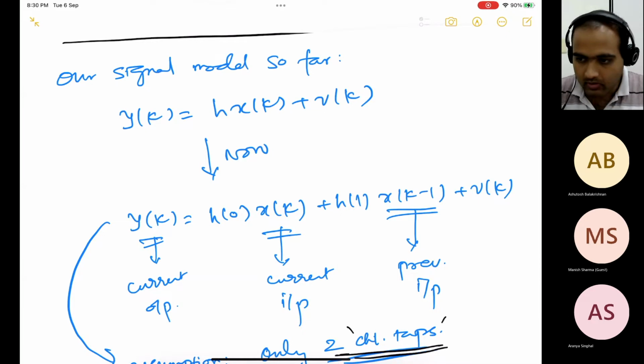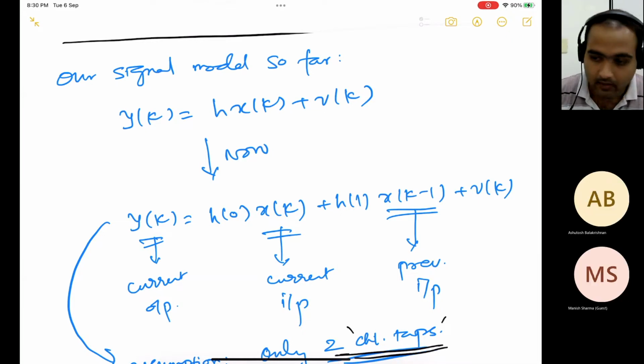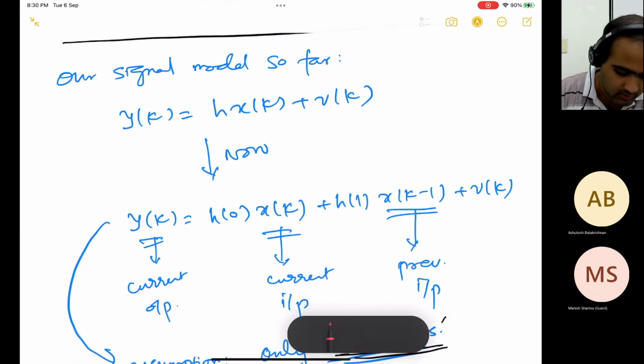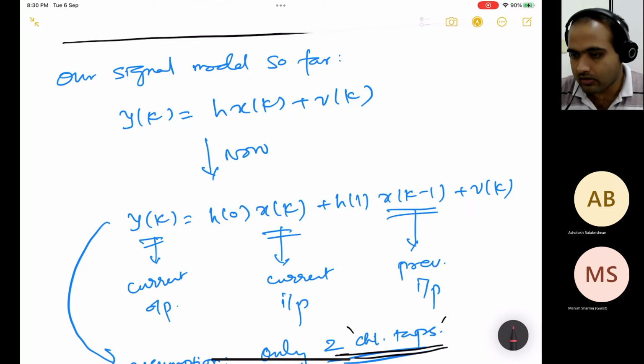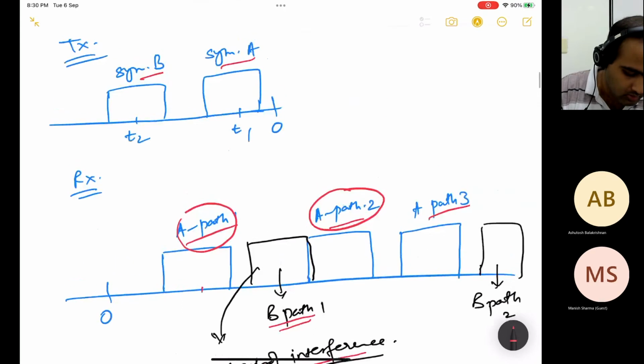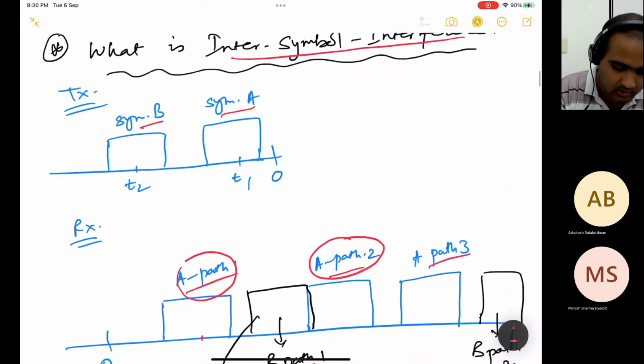Right, so welcome to another session, and today we are going to discuss channel equalization. In the last class, we discussed the motivation behind channel equalization, and in this class we'll be going through its mathematical framework.